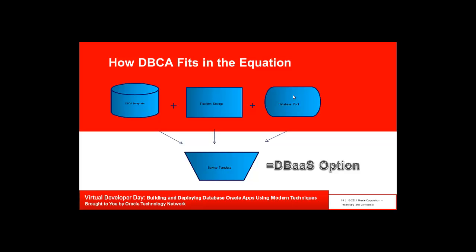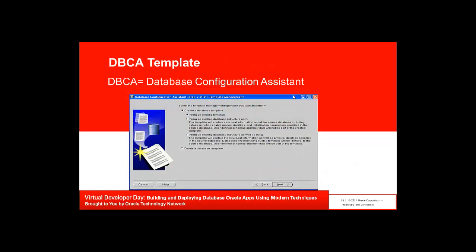Looking at a DBCA fit in the equation, you can see here that we have a DBCA template, platform storage, and a database pool that creates a service template, which is one way of creating a DBaaS option. Most of us at least have used a DBCA template in other ways. We've either used it through the GUI or we've used it with the silent install option. This is the same thing that you're utilizing when you actually use the DBCA, the Database Configuration Assistant, with the actual Oracle environment now to create a database. It's used now as part of DBaaS.